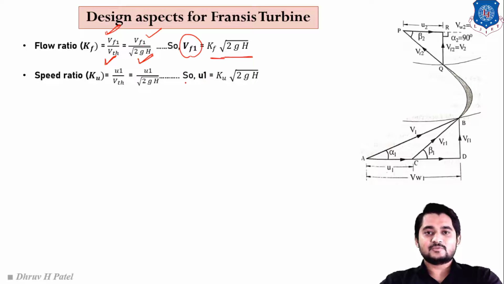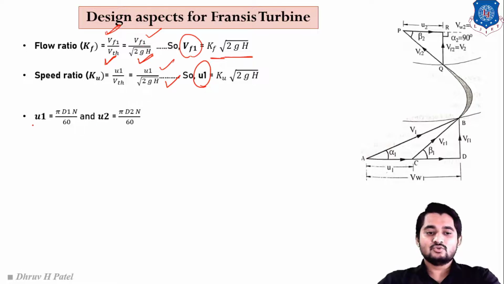Second one will be speed ratio. It is the same as in the Pelton wheel turbine. Speed ratio means U1 divided by theoretical velocity, that means U1 divided by under root 2gH. From that we can find U1, that means blade velocity at inlet, is equal to Ku under root 2gH.